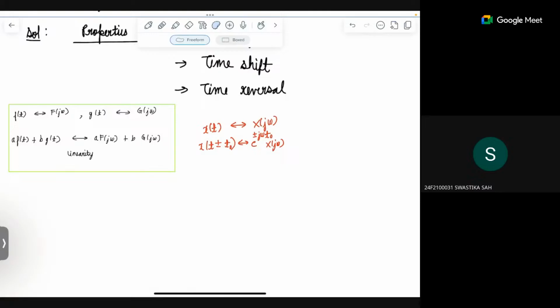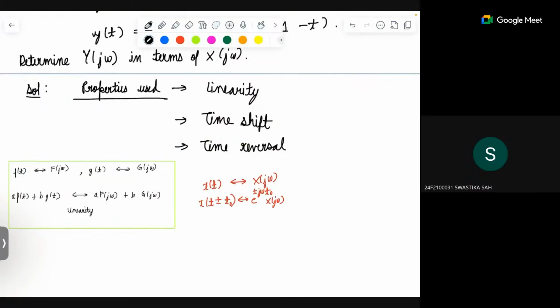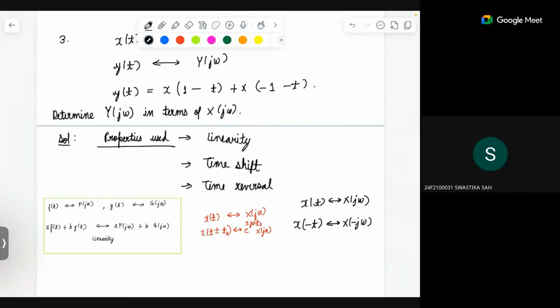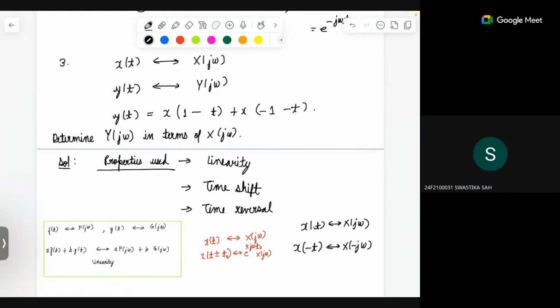And time reversal, let me just write it here. So if x of t has the Fourier transform X of j omega, x of minus t will have X of minus j omega. So these are the three properties that you have to use. I have written them here. You have to tell me Y of j omega in terms of X of j omega. I will give you 3 minutes. So start solving. You understood the question now? Class, did you understand the question? Yes, ma'am. Okay, start solving now.